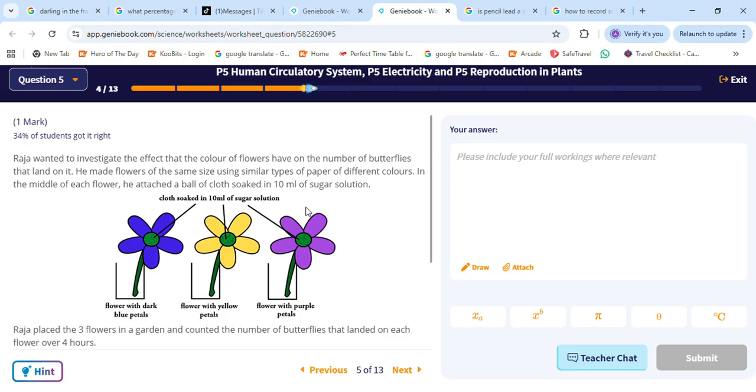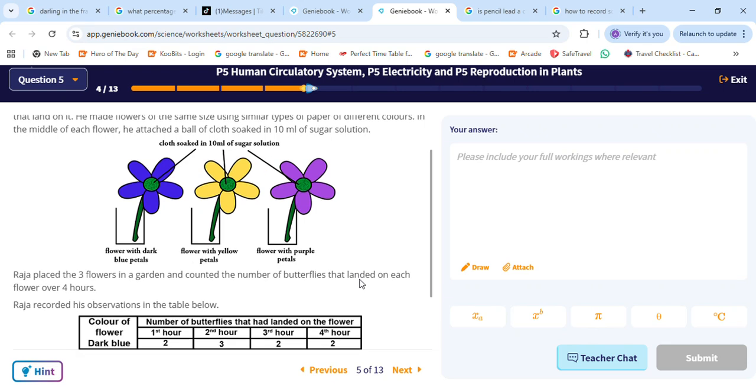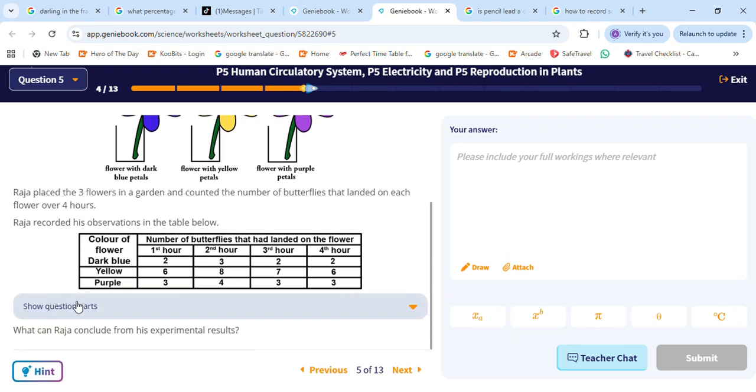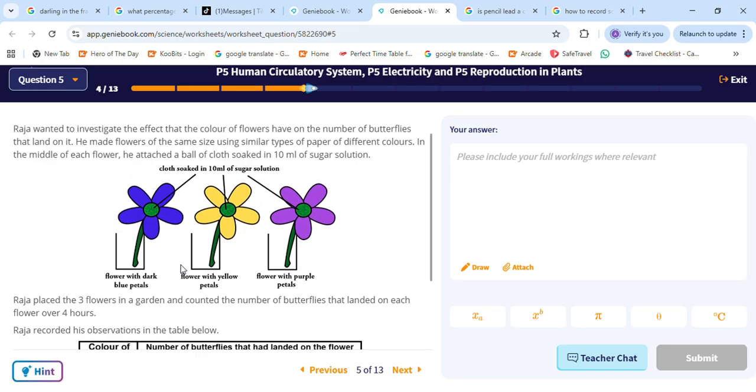paper of different colors. In the middle of each flower, he attached a ball of cloth soaked in 10 milliliters of sugar solution. You see, first hour 6, 8, 7, 6, 3, 4, 3. But then Rajay confused his experimental results.